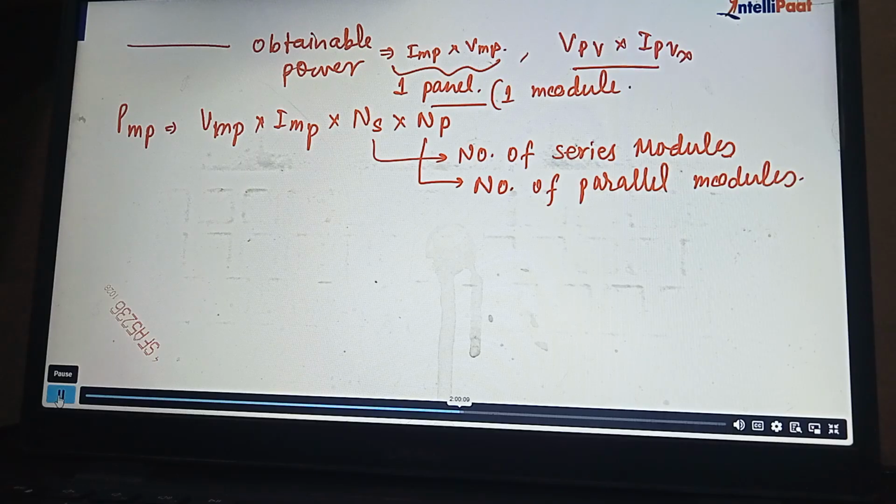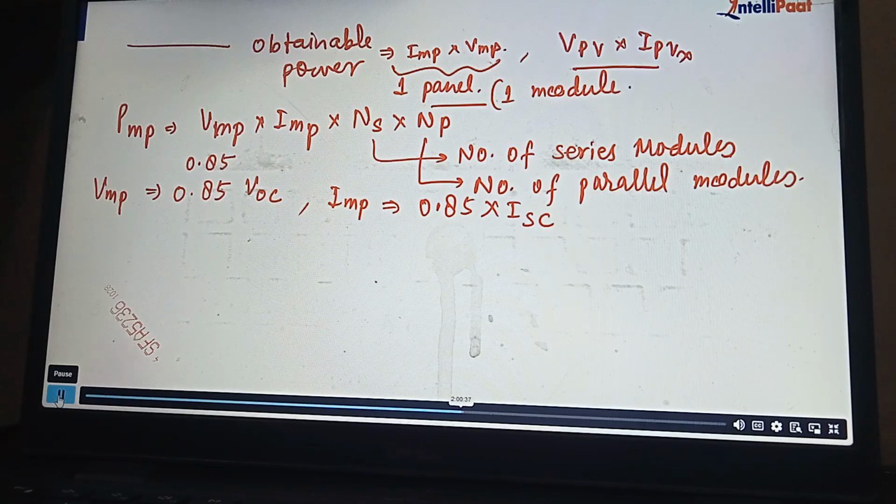So how do I write VMP and IMP? I already told you. If I wanted to calculate VMP, suppose the fill factor is given as 0.85. I will multiply 0.85 by VOC. If I wanted to calculate IMP, I will multiply by the fill factor and the short circuit current.